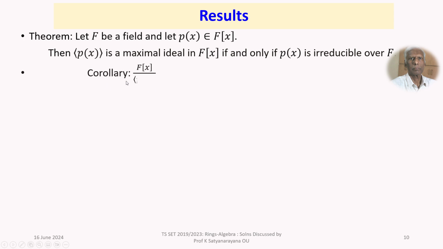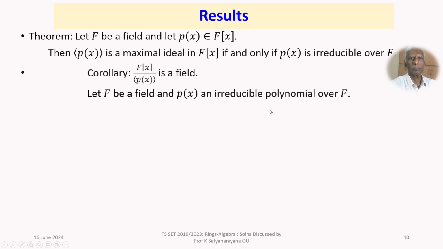Great. We have a beautiful corollary for the quotient ring F[x] by the ideal generated by p(x). In the above case, it is a field. So let F be a field and p(x) be an irreducible polynomial over F. Then F[x] by the ideal generated by p(x) is a field. F must be a field, F[x] is the polynomial ring, p(x) is an irreducible polynomial. Then F[x] by the ideal generated by p(x) is a field, and it is if and only if. It should be an irreducible polynomial.